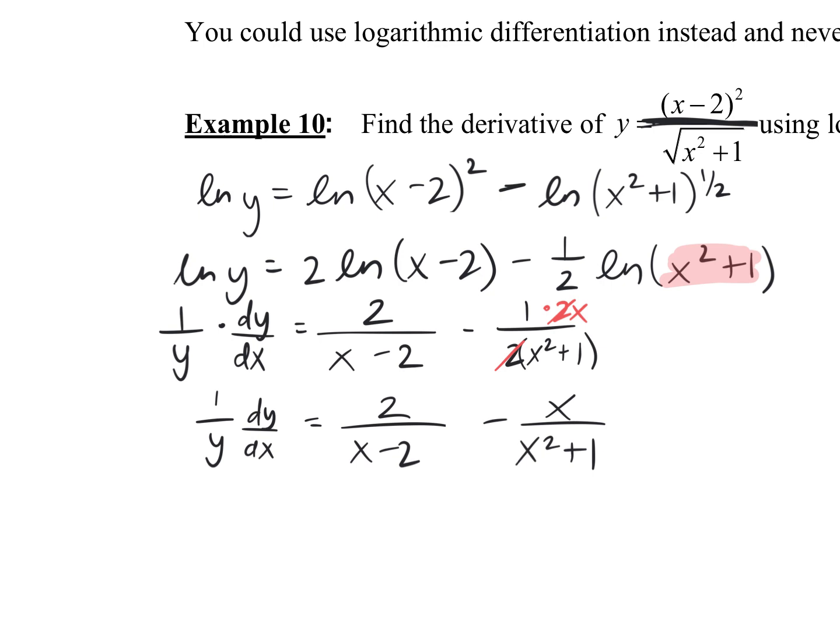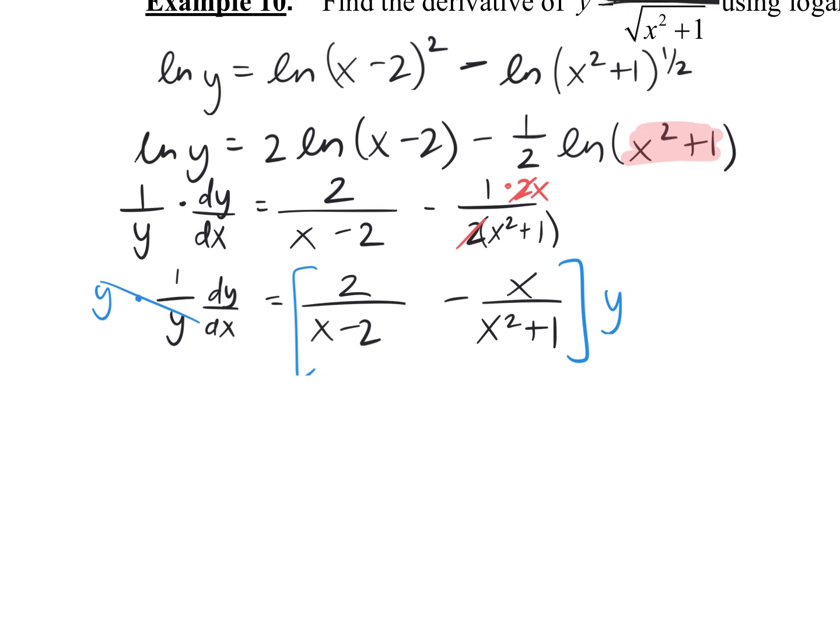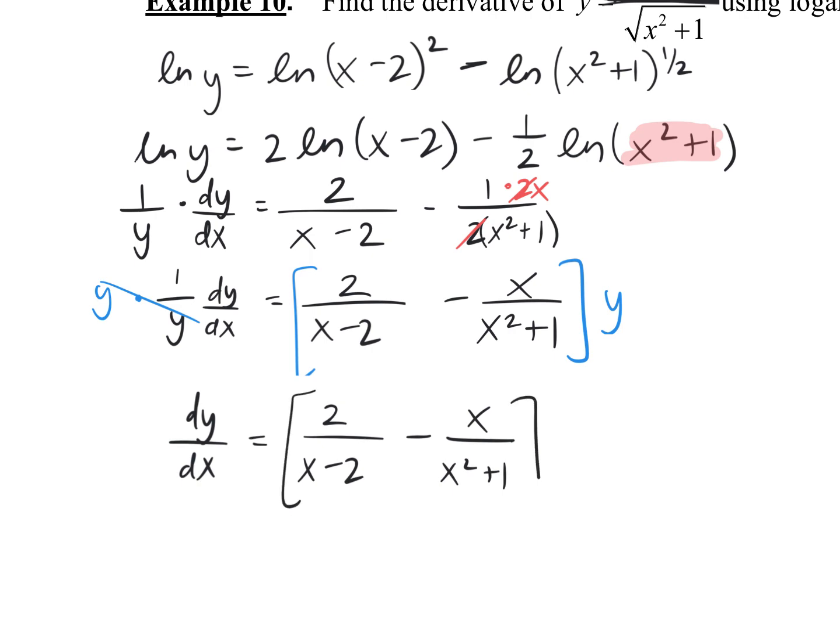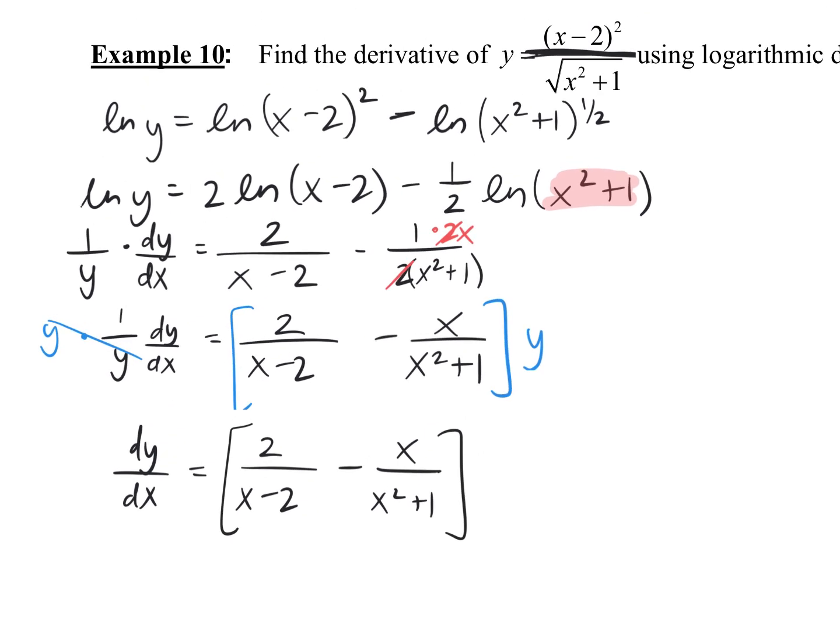And last thing we got to do is just get rid of that y. So I'm going to multiply by y on both sides. So we've got our derivative with respect to x is equal to our fractions subtracted, and then all of that is being multiplied by y. And my y is actually this whole thing of x minus 2 squared divided by x squared plus 1 underneath that square root.